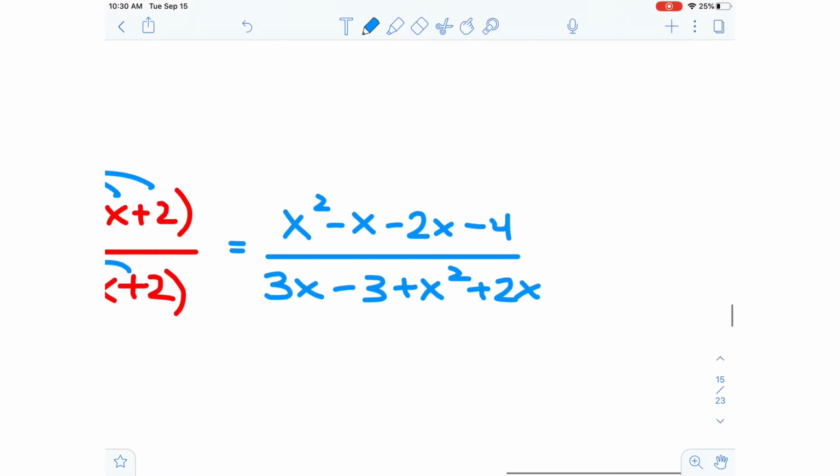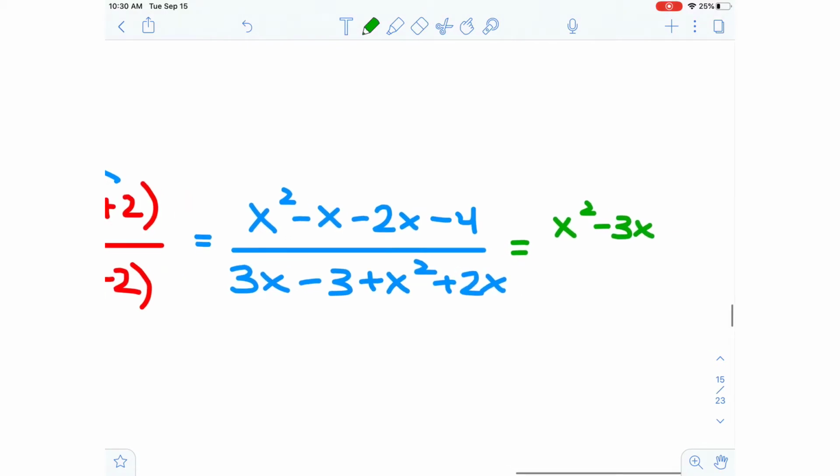I'm going to keep going. Let's see. I get an x squared minus 3x minus 4 all over x squared, let's see, plus 5x minus 3.